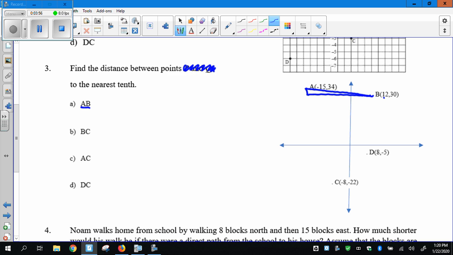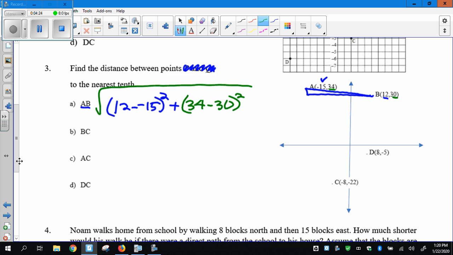So we're going to find the difference between the x's. So I'm going to do 12 minus negative 15 squared, and then I'm going to find the difference between the y's, the 30 and the 34. I'm going to do 34 minus 30. Do the biggest number first. That way you end up with a positive. Okay, and then I need to do the square root of all that. Well, 12 minus negative 15 is 27 squared, plus 34 minus 30 is 4 squared.